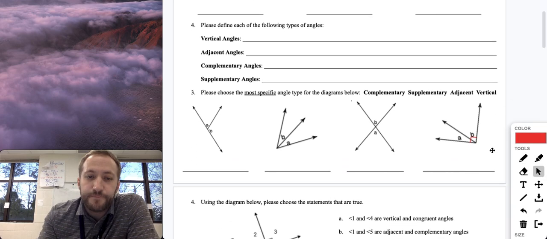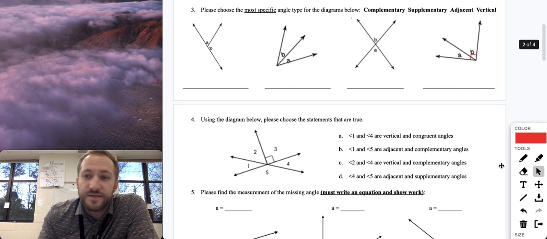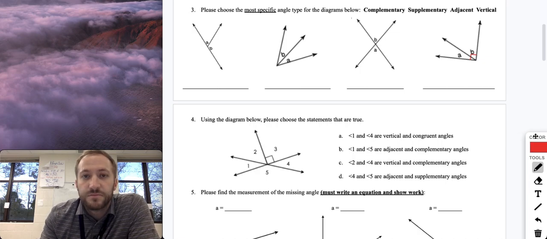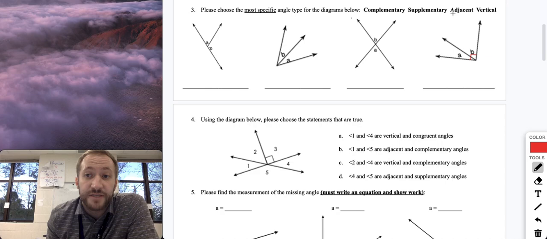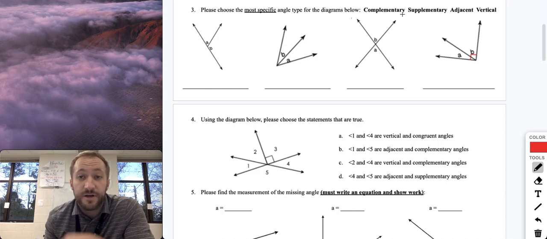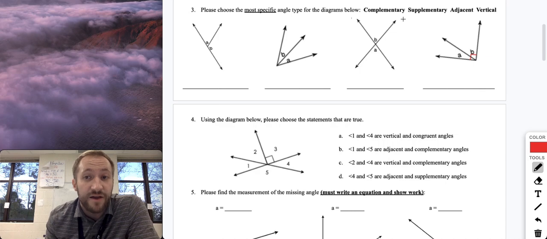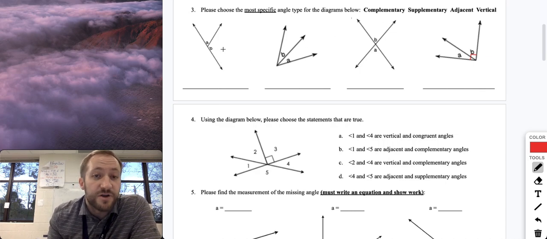There we go. Number 3 says, please choose the most specific angle type for the diagrams below. So this is just what we did, okay? So let's look at the first one. These angles are right next to each other. So I know angles that are next to each other could be adjacent or they could be supplementary or complementary. They just have to add up to a certain amount if they're complementary or supplementary. So these are on a straight line, meaning they're on a straight angle. So these two are supplementary.